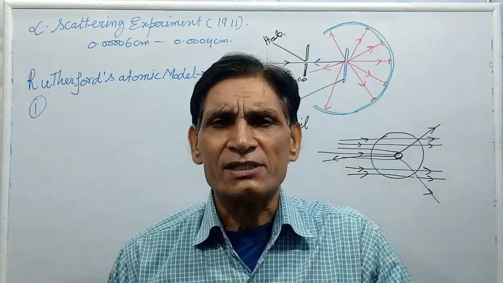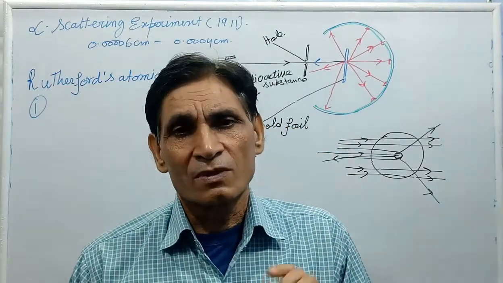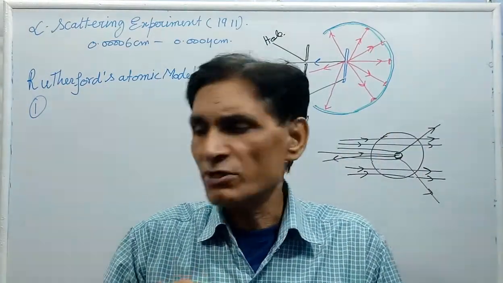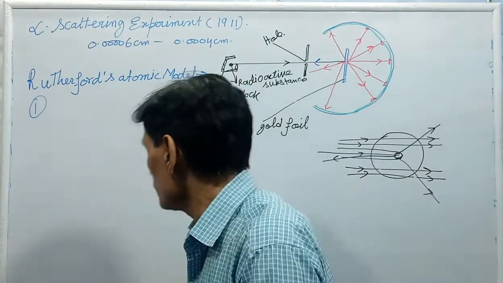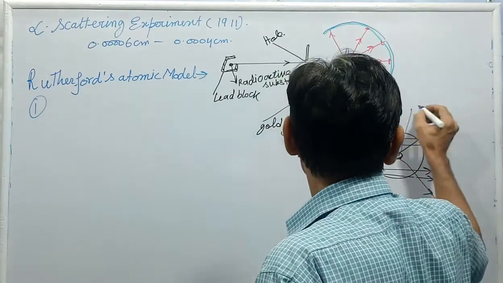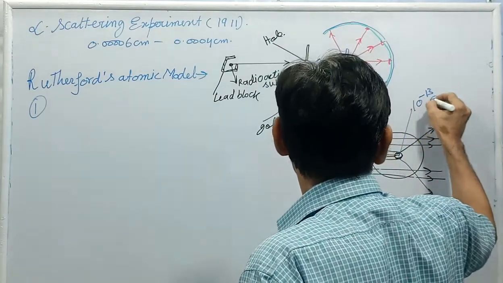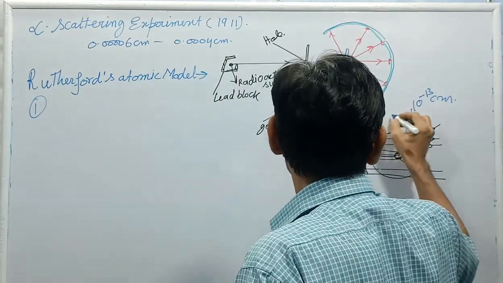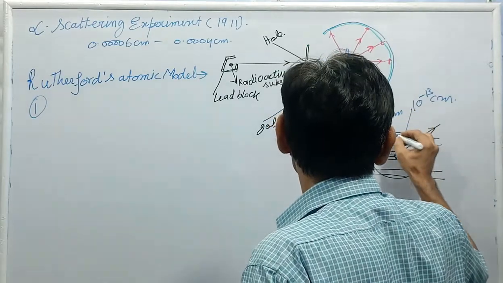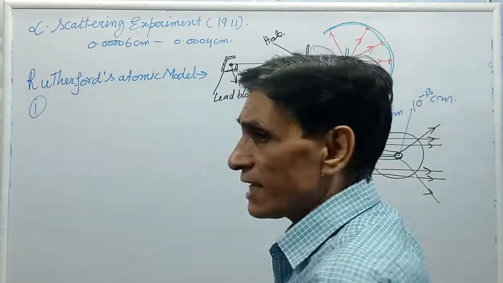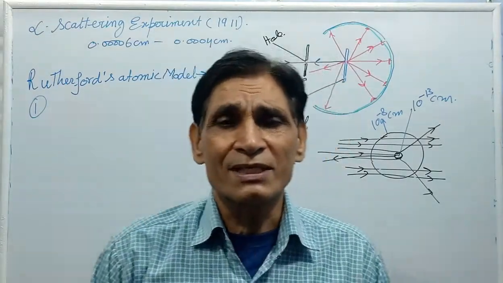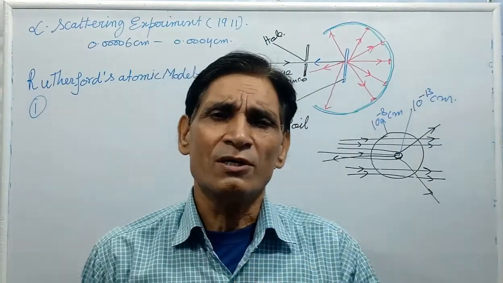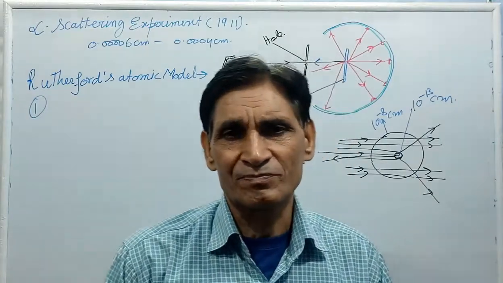The size of the nucleus is very small when compared to the whole volume of the atom. The size of the nucleus is in the order of 10 to the power minus 13 centimeter, whereas the size of the atom is 10 to the power minus 8 centimeter. Then the size of the atom is 10 to the power 5 times larger than the size of the nucleus. Hence the size of the nucleus is very small when compared to the size of the atom. Next point.